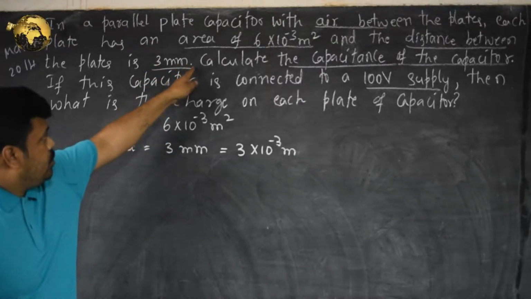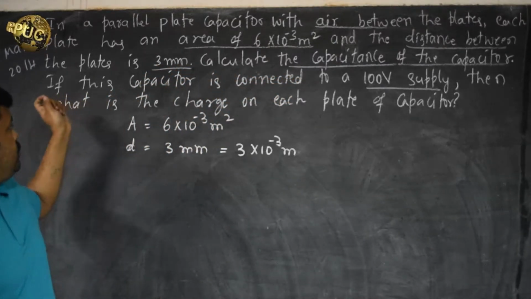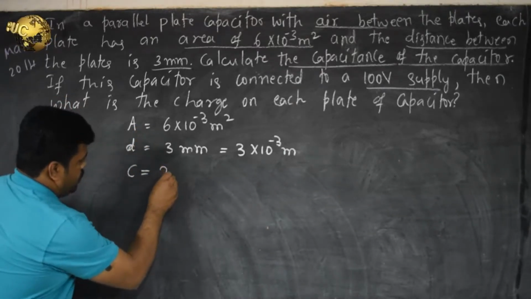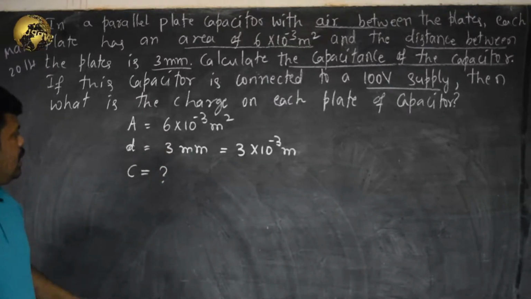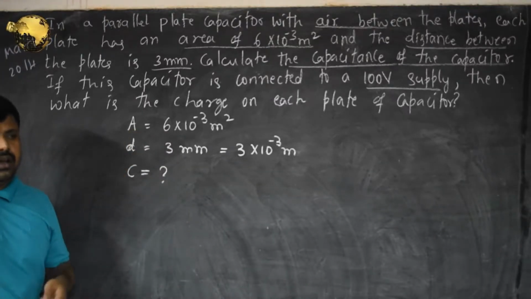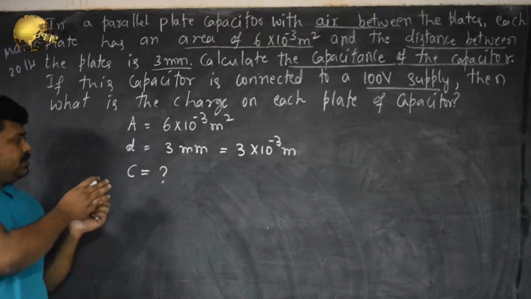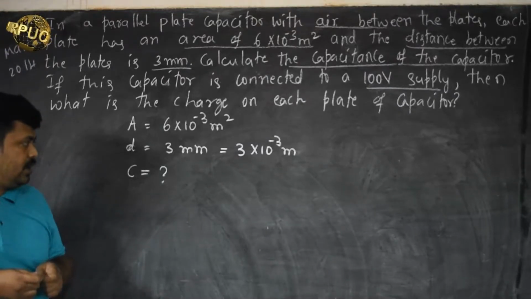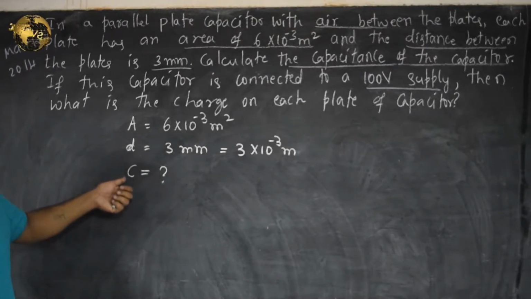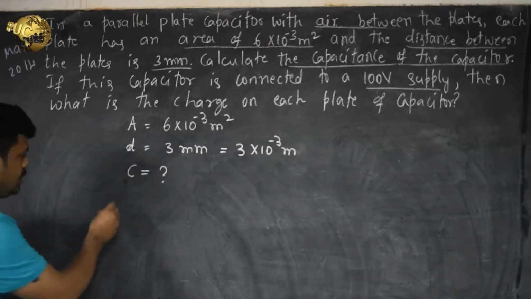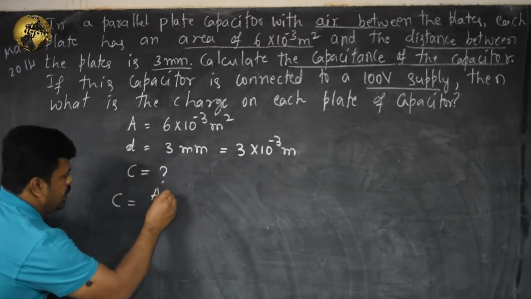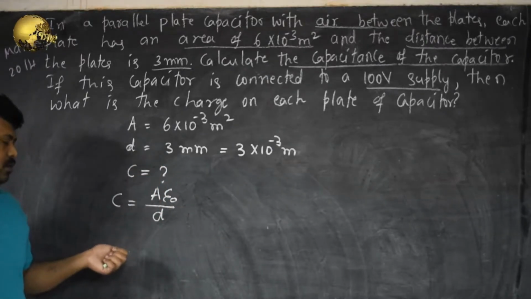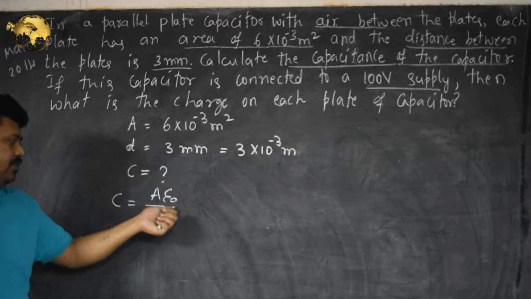We are here already in the question: calculate the capacitance of the capacitor. Capacitance is represented by C, which we need to find in the first part of the question. We have collected the data. Let's find out how these three quantities are related, so we will get an equation. Capacitance is related as C is equal to A epsilon naught by d. So this is the formula: C is equal to A epsilon naught by d.